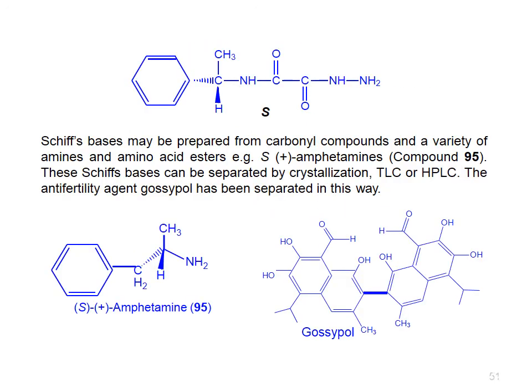And here, some Schiff bases may be prepared from carbonyl compounds and a variety of amines and amino acids, esters and amphetamine compounds. These Schiff bases can be separated by crystallization, thin layer chromatography or HPLC. The anti-fertility agent gossypol has been separated in this way. It can be easily resolved, separated by using TLC and HPLC.